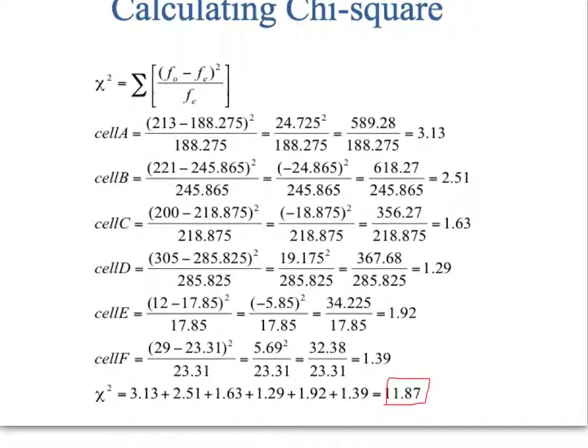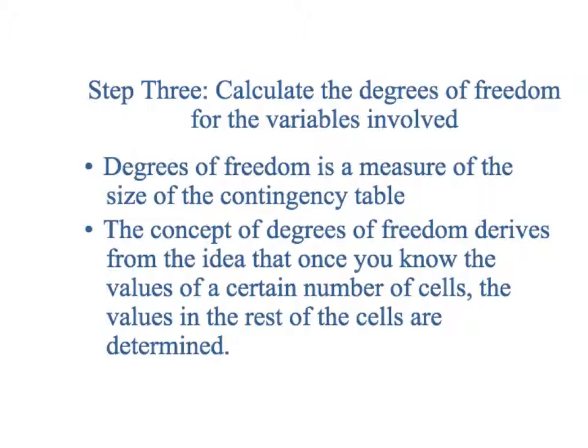So now what do we do with this number? We move on to step 3, where we're going to calculate degrees of freedom. So degrees of freedom for ANOVA and for t-tests really were about the size of the sample. They were really about n. But the degrees of freedom for a crosstab is about the size of the crosstab. So how many categories of each variable do you have?